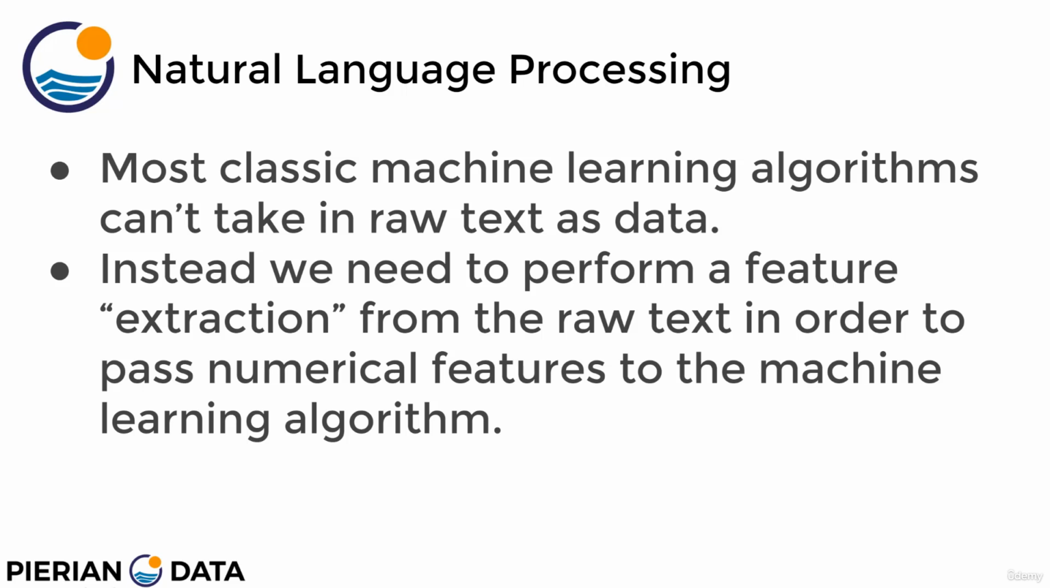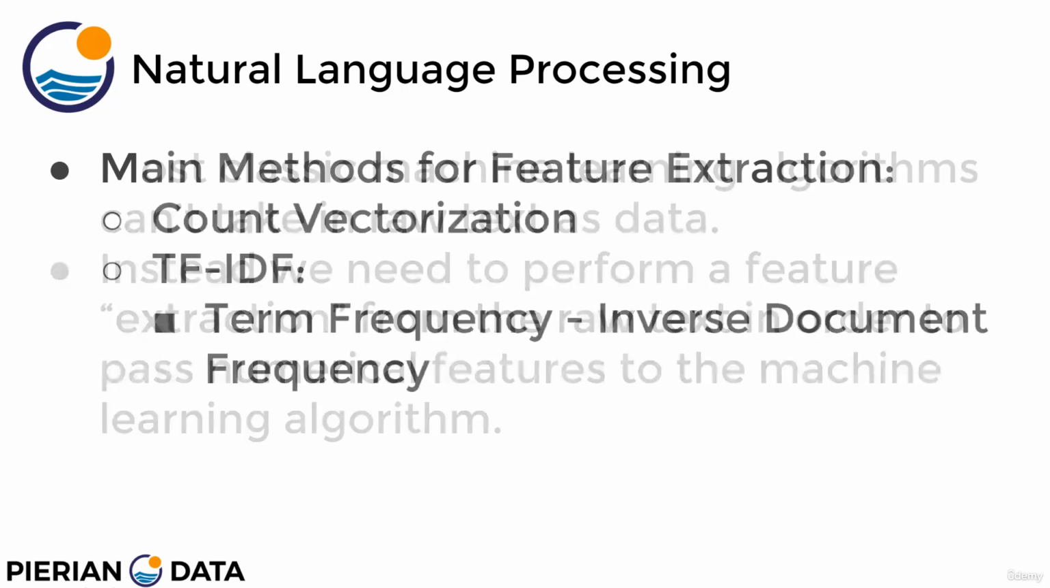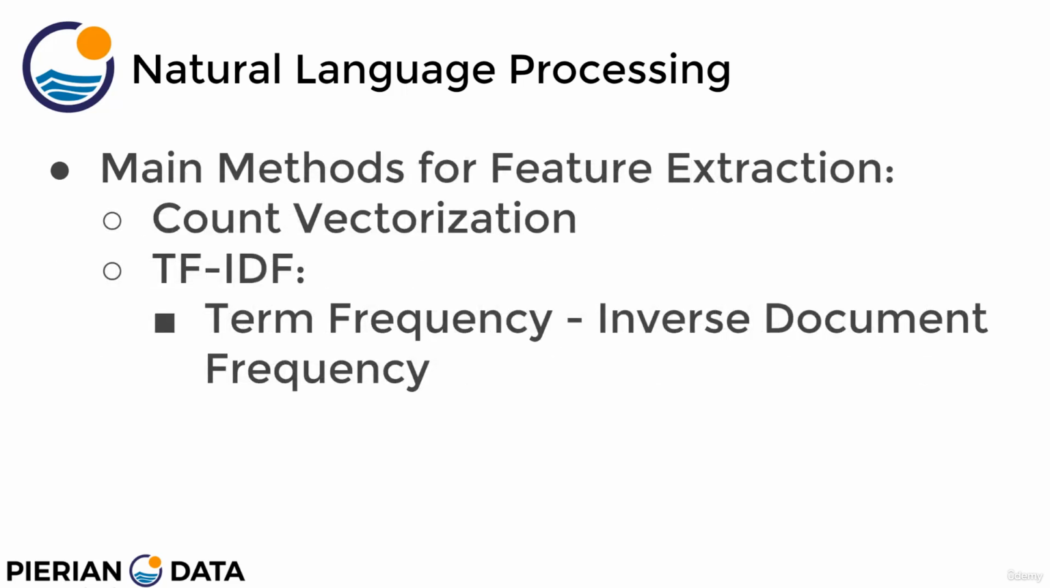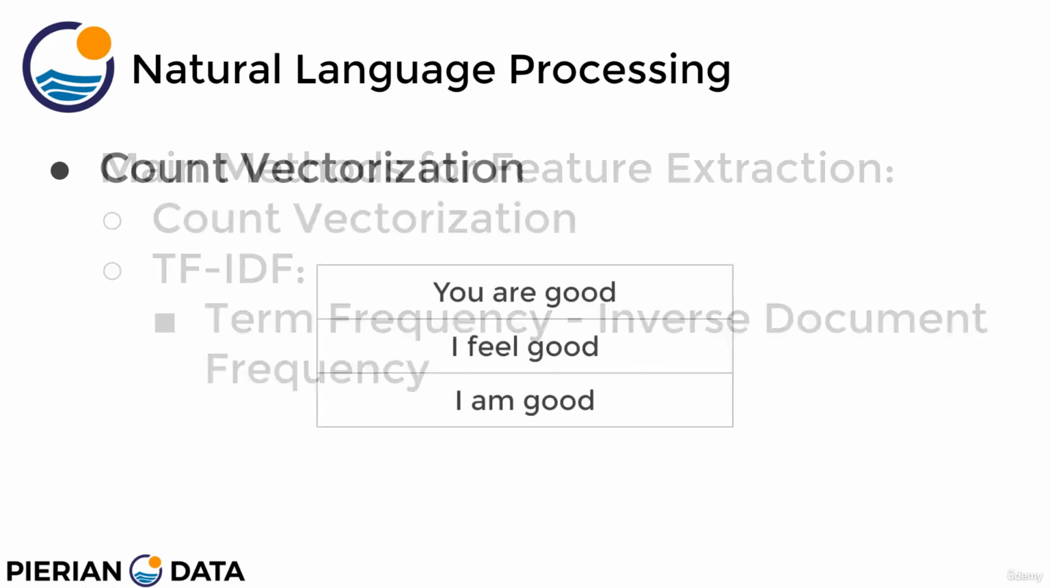So when we're talking about feature extraction from raw string text, really what we're talking about is some sort of transformation to go from the variety of strings and words to numbers, something the machine learning model can understand. Now there's two main methods of doing this. One is the simpler method of count vectorization, and the second one is known as TF-IDF, or term frequency inverse document frequency. Let's start with count vectorization.